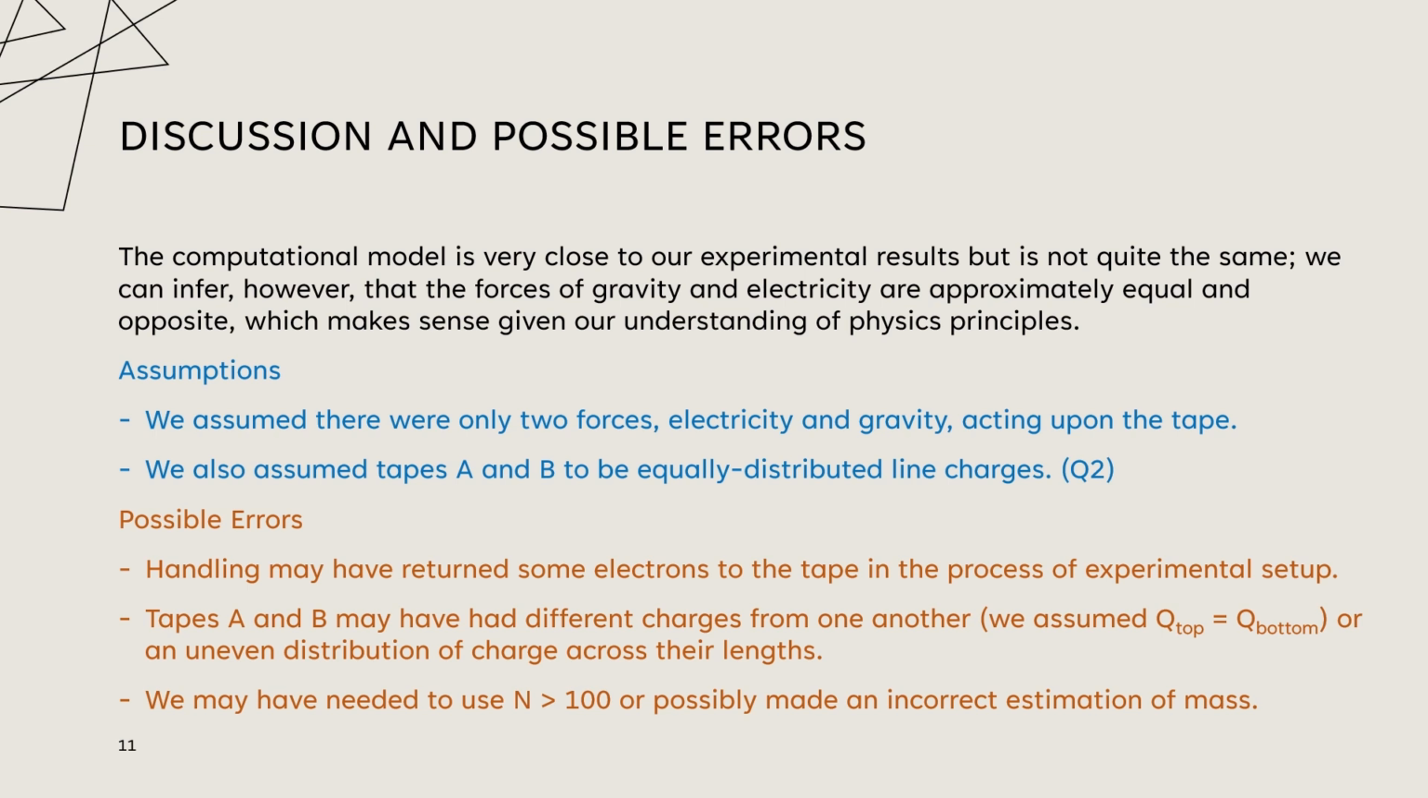And then we may have needed to use n greater than 100, or we possibly made an incorrect estimation of mass. I know the greater number of charges you use on a line, the closer you get to your accurate answer. So we might have had a more precise answer if we had used an n greater than 100. And my estimation of mass was just rather low, so I might have done some math wrong there. I don't think so, but it's always possible that I made a calculation error.